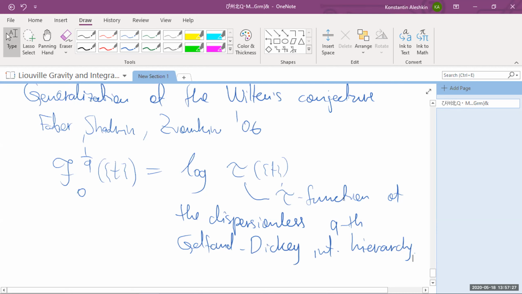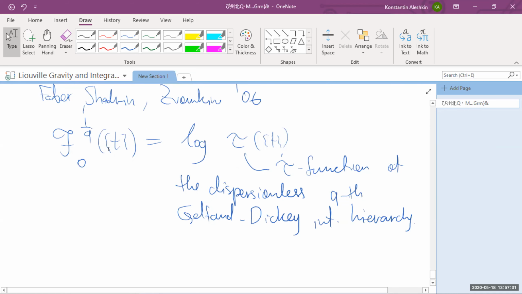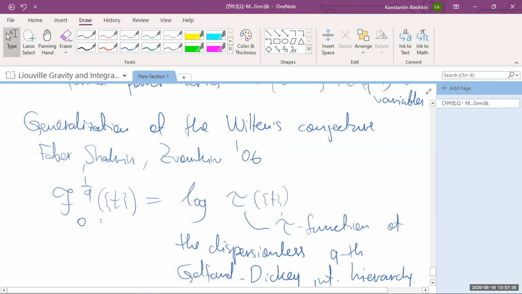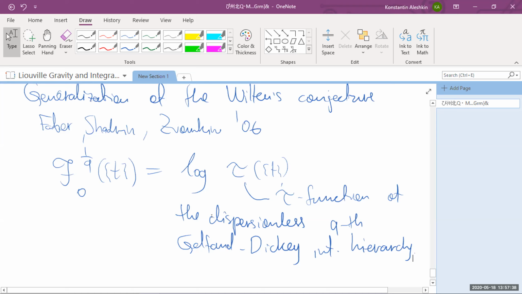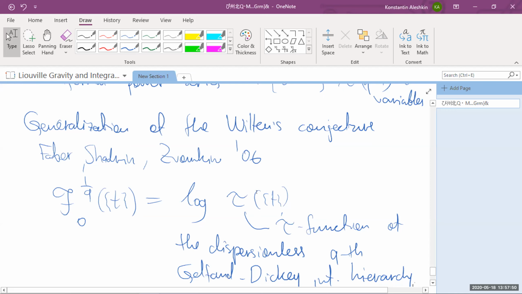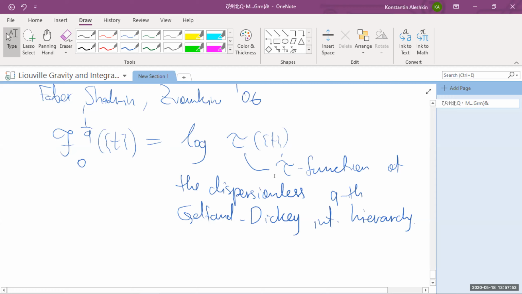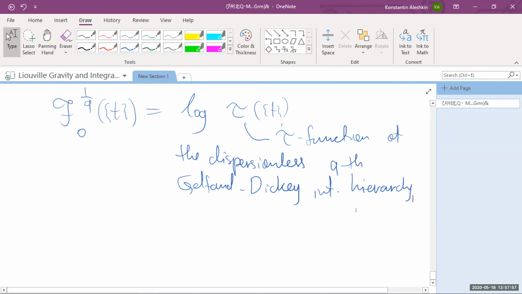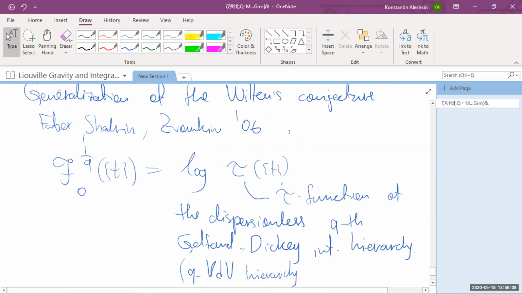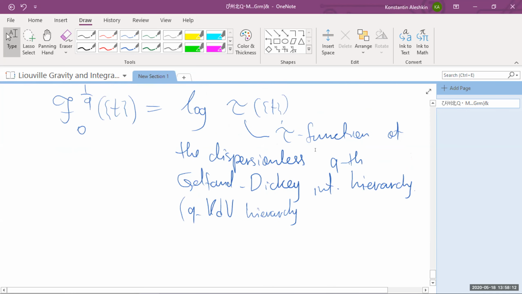So here I want to make a couple of comments. First of all, if I want to consider all genera, of course everything holds true, but it will be the log tau function of the whole Gelfand-Dickey integrable hierarchy, not just dispersionless. I'm just focusing on genus 0 because there is not much done except for genus 0 for Liouville. And yeah, these qth Gelfand-Dickey integrable hierarchies are certain generalizations of KdV. They're sometimes called the qKdV hierarchy. As you can see, there are q minus 1 sets of times, as appears in the KdV hierarchy, or the qth reduction of the Kadomtsev-Petviashvili hierarchy.